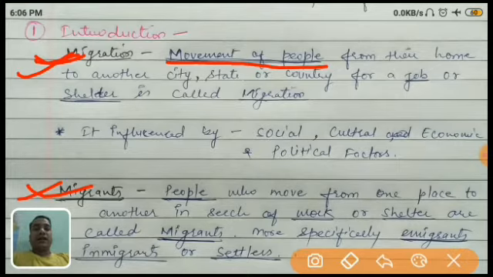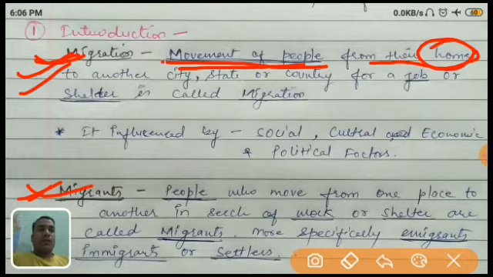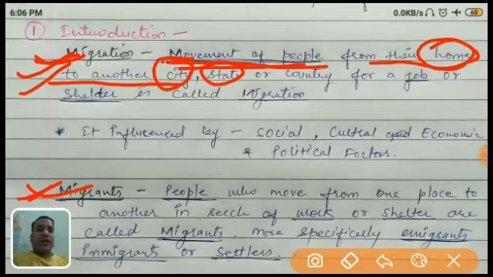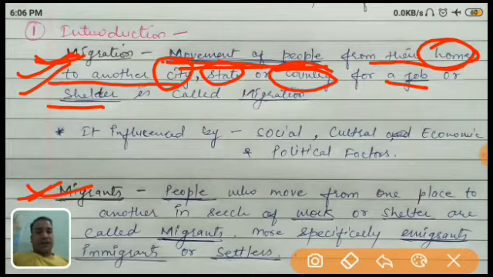Those, they are moving. These people are called migrants, and the process is called migration. So movement of people from their home to another city, state or country, for what? For job or shelter is called migration. So I hope the definition is very clear.